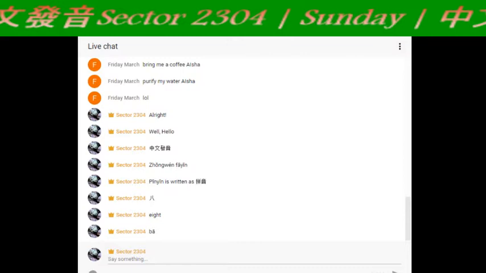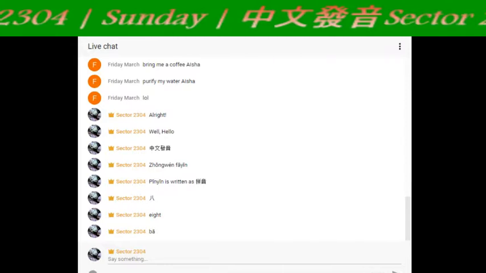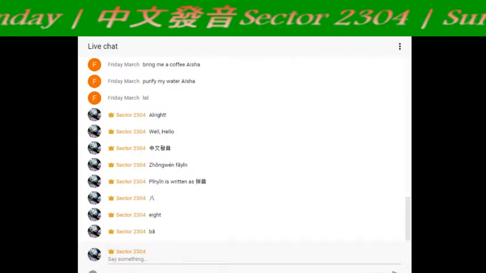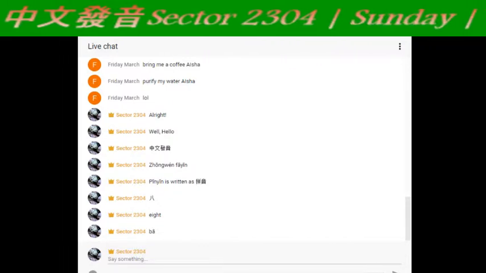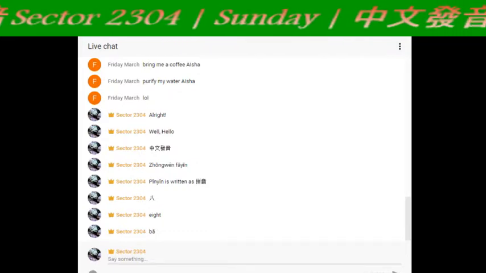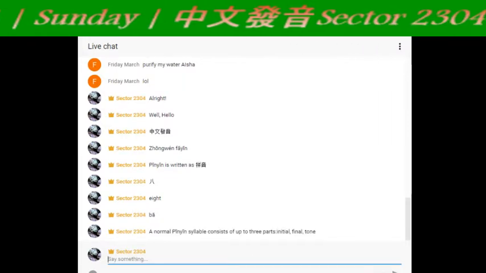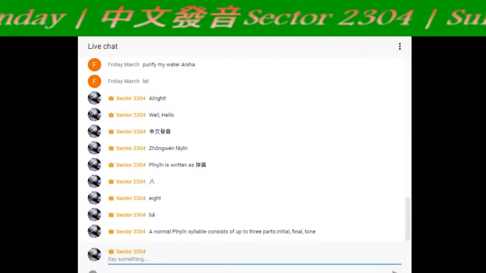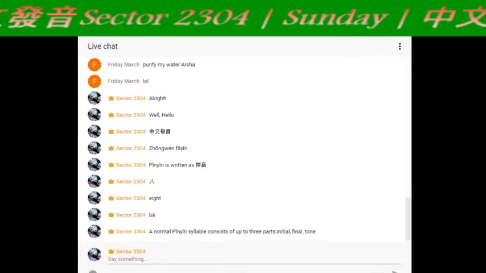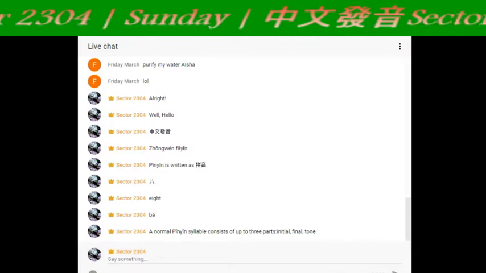A syllable consists of 3 parts: an initial, a final, and a tone. So when you're writing pinyin, you only need to worry about 3 parts. Okay? An initial, a final, and a tone.